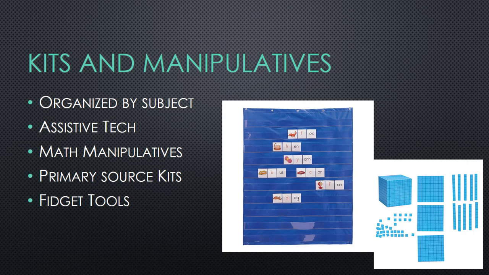We have a collection of kits and manipulatives. These are also organized by subject by Dewey Decimal, and there's a variety of different things that you can find here. We have assistive technology, math manipulatives like the base 10 blocks shown here, primary source kits, wall charts like the chart shown here as well, and fidget tools, among many other different types of materials.